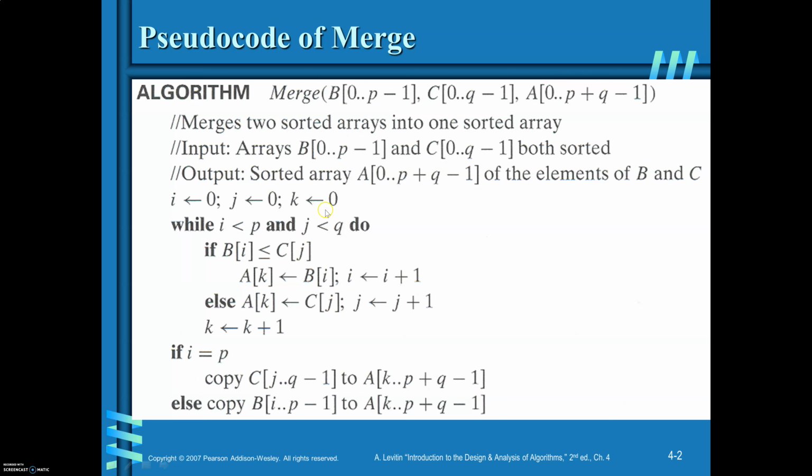Similarly, if you are coming out of the loop with the condition J equal to Q, then all the elements of C are already copied onto A. What is remaining is the elements of B. You copy from I to P minus 1 all the elements onto A. This is the merge algorithm. This I will show with an example.